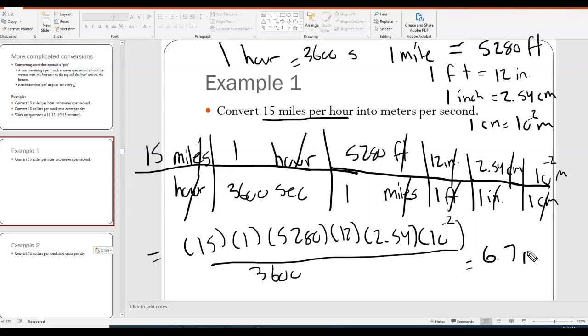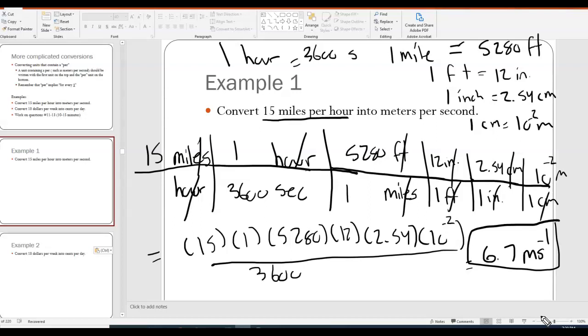6.7 meters per second. And notice I write it in the IB notation with a negative exponent. Remember, negative exponent means per, that means seconds is on the bottom. So this is 6.7 meters per second. So that is example 1. Pause it there if you need to add that to your notes.